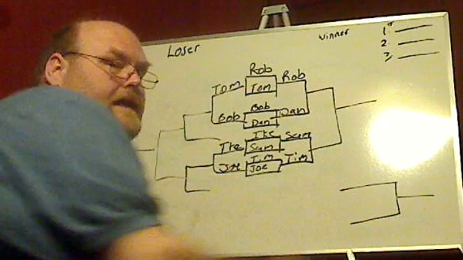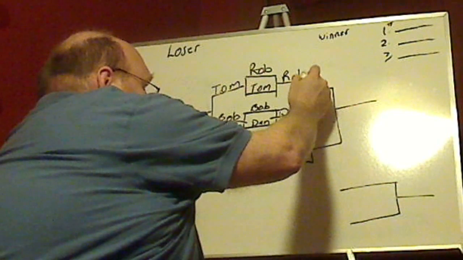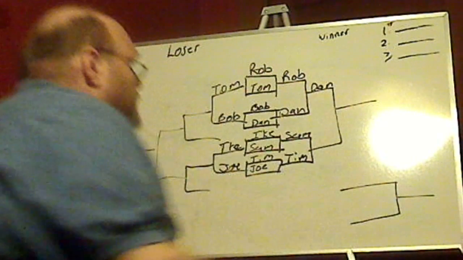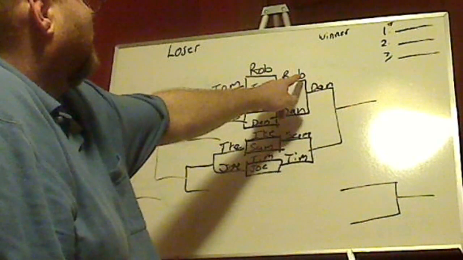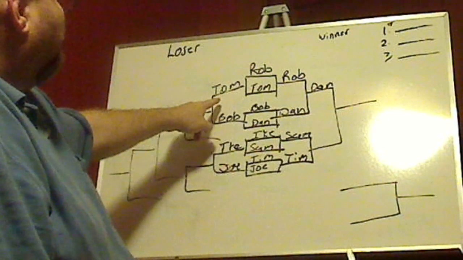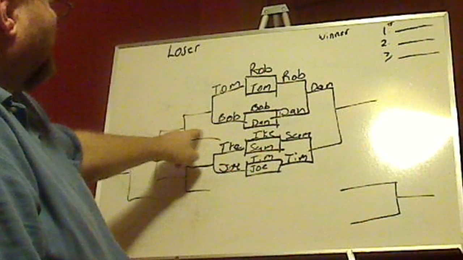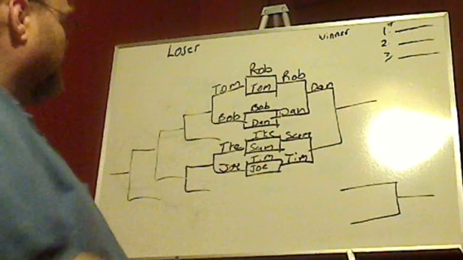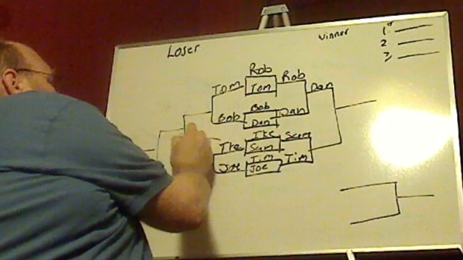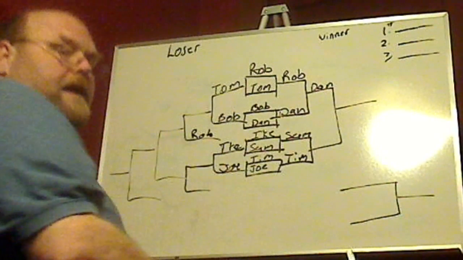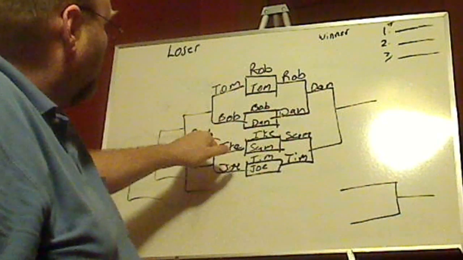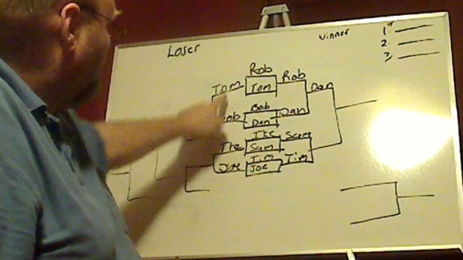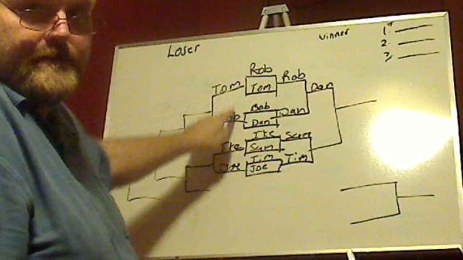We've got Rob and Dan. Dan wins, Rob loses. So what we're going to do, Mr. Rob is going to come over here to the loser's bracket, and he's going to come down here to where it's not connected to a race. Okay? So this is Rob. When we get back to the loser's bracket, Rob is going to wind up racing whoever wins this race here.